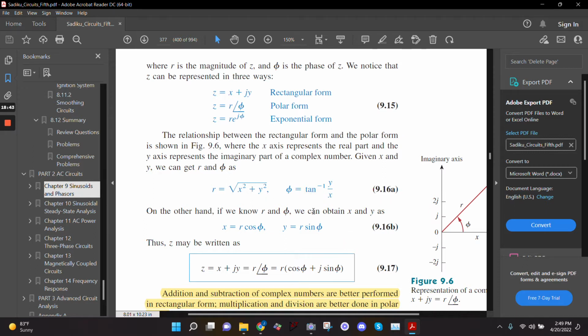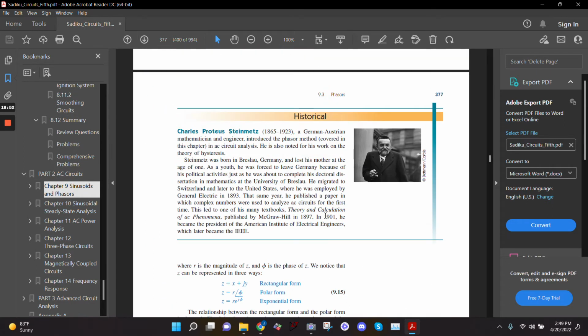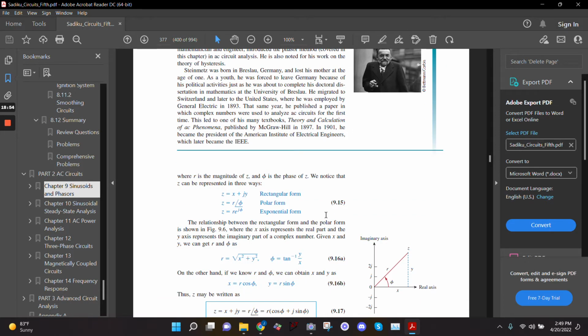So let me just post this book later so that everybody can reference this. Let me write down the page number. Page 377. Okay. Anything else before I move on?